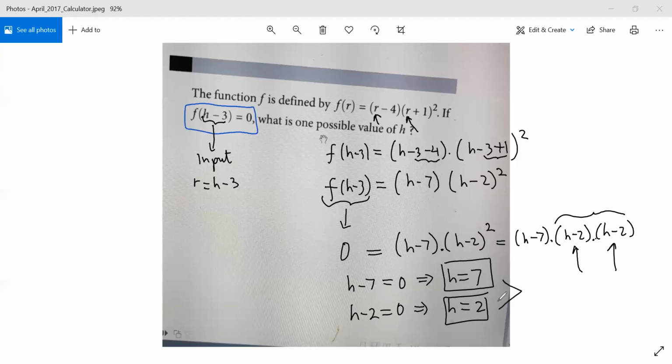So we have 2 solutions in this case. So it's 2 or 7. So you can just pick one value for the h. h could be 2, or h could be 7. These are your possible choices. So then you can just pick one of the choices.